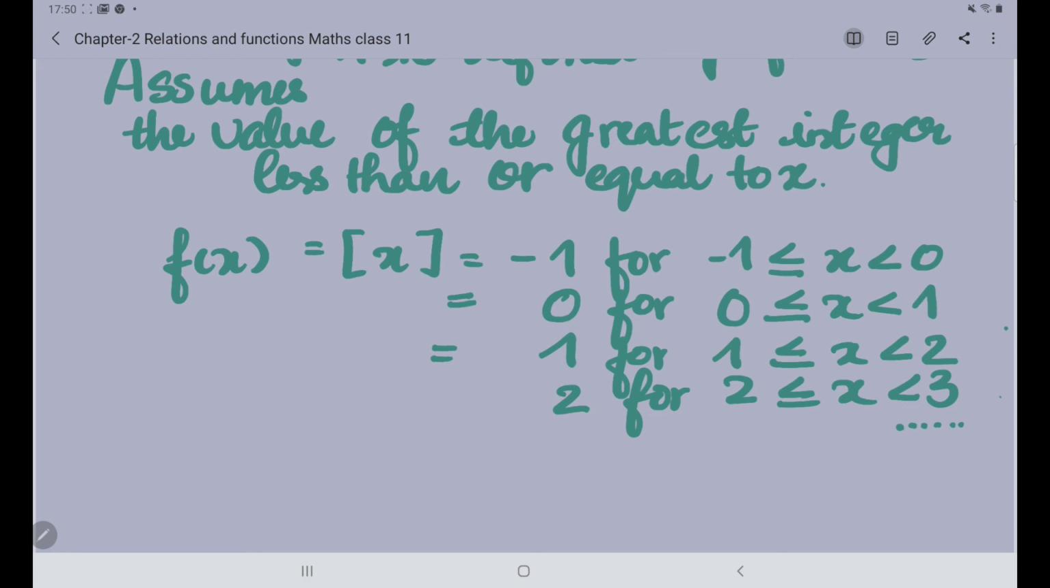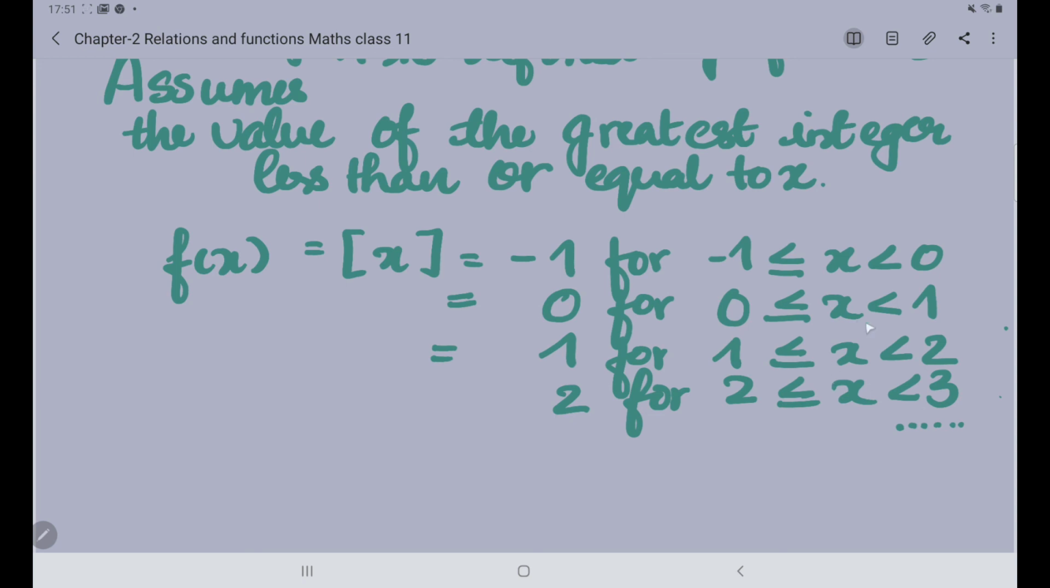Next, take the value 0. The greatest integer function's value will be 0 if x is greater than or equal to 0 but less than 1. Then again, it takes the value 1 if x is greater than or equal to 1 but less than 2. Again, it takes the value 2 if x is greater than or equal to 2 but less than 3. So suppose the value of x is 2.5. What will be the value of f of x? 2, because it takes the value of the greatest integer that is less than or equal to x.